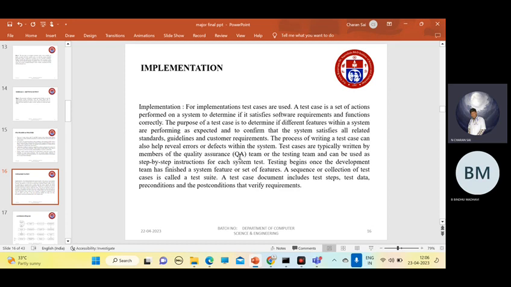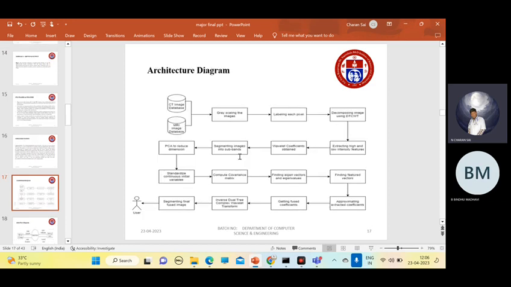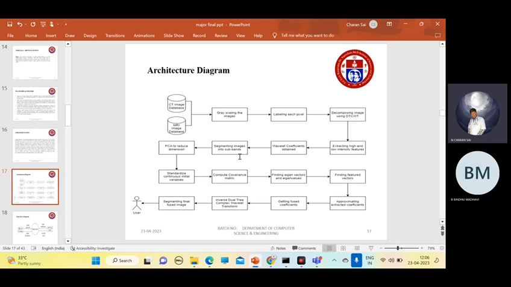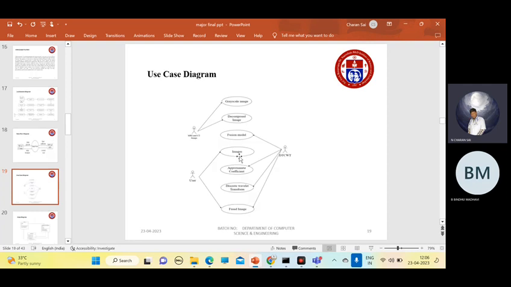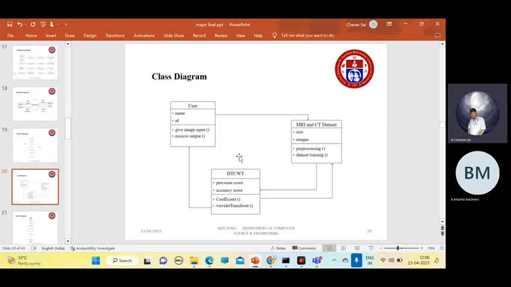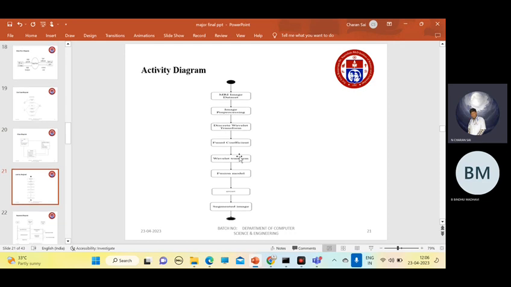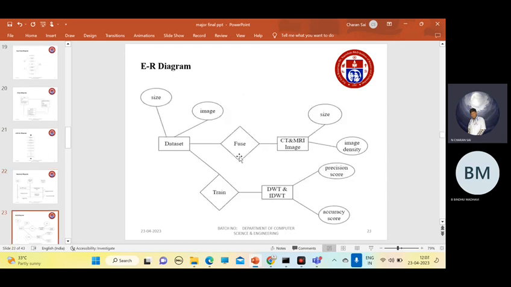And a test case document includes the test steps and test data, preconditions and postconditions, and the verification requirements. And this is our architecture diagram, CT and MRI image. This is our data flow diagram. Next, this is our use case diagram. This is our class diagram. Next, activity diagram, and next sequence diagram, and next ER diagram.